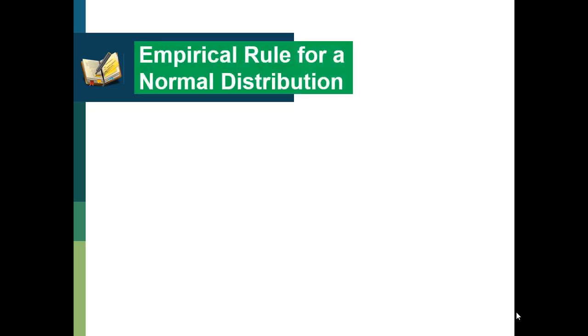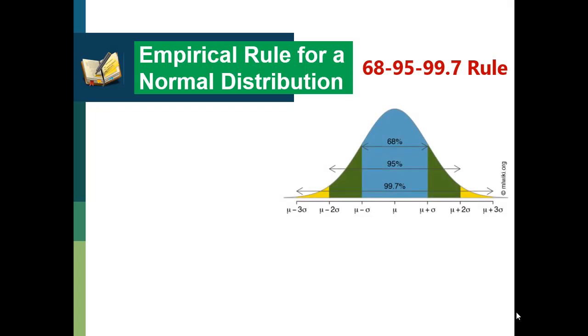Now, what is the empirical rule for a normal distribution? In other books, they call it the 68, 95, 99.7 rule. Why is that so? Take note of this. This normal distribution demonstrates the empirical rule, or the 68, 95, 99.7 rule. How are you going to understand that?